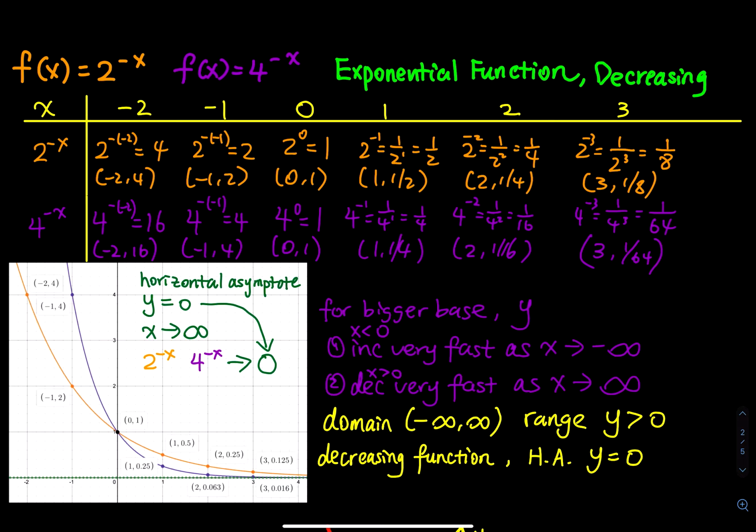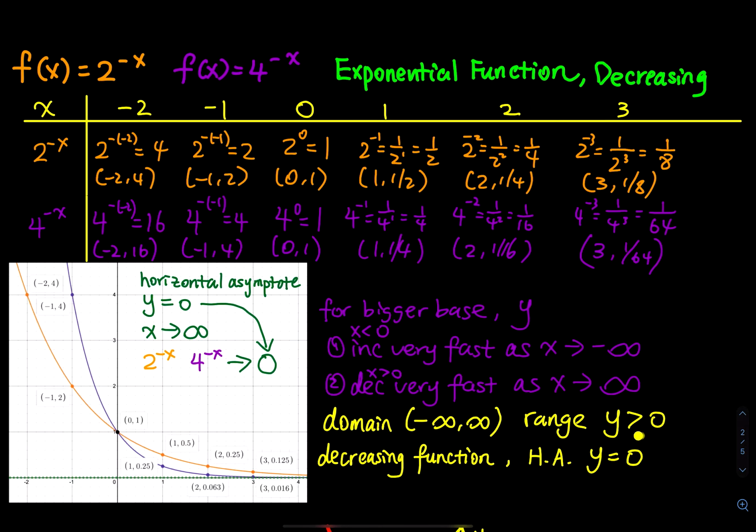When x is greater than 0, which is on the right-hand side of the y-axis, you can see that the purple function goes down much faster compared to the orange function. When x is equal to 1, the orange function is 0.5, the purple function is 0.25. All right, and then for the domain, for both functions, x can be any real number, it's just an exponent. You can plug in anything you like.